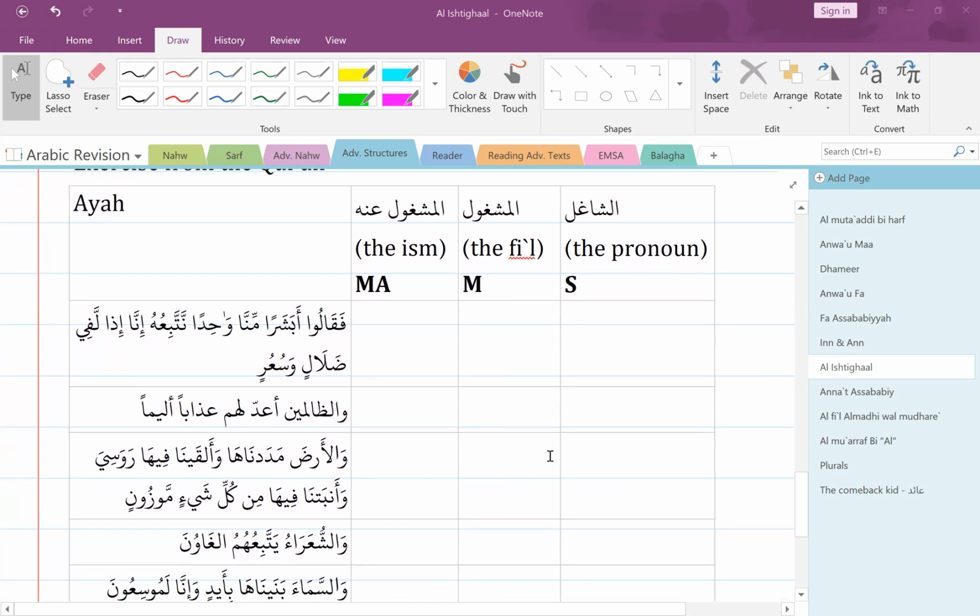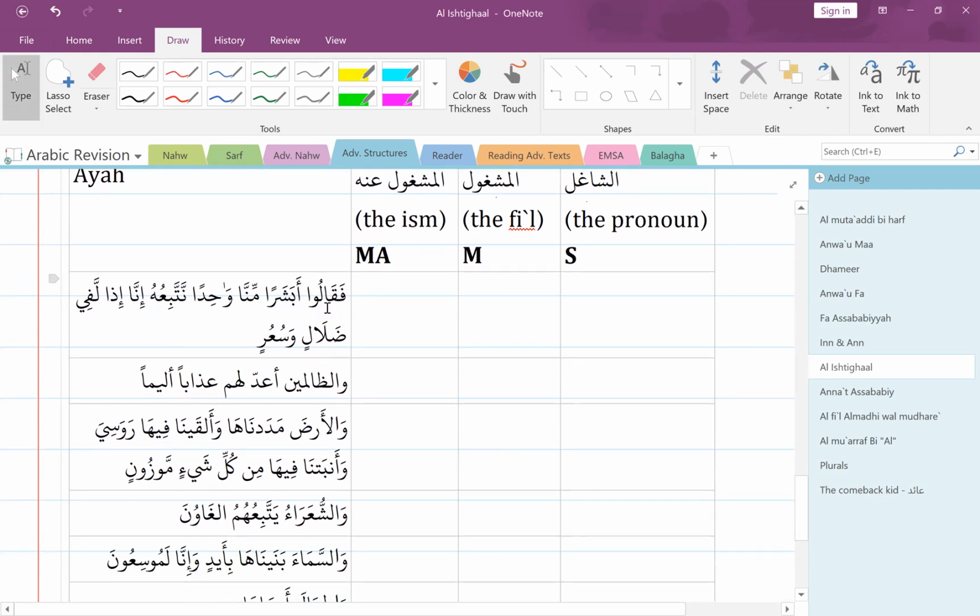So basically, the exercise is very simple. We're just going to identify the mashghul anhu. Remember the order: short, long, slightly long, then short. So the mashghul anhu, the mashghul, and then the shaghil. So Fauzia, you can start.